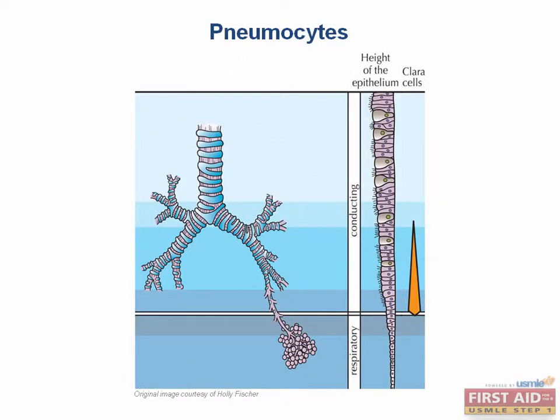Now coming back to this image, I want you to focus on the Clara cells column only. Again, we see that the Clara cells are present only in the bronchioles and terminal bronchioles, but not the alveoli. Think C for Clara and C for conducting zone, the area that these cells remain in.